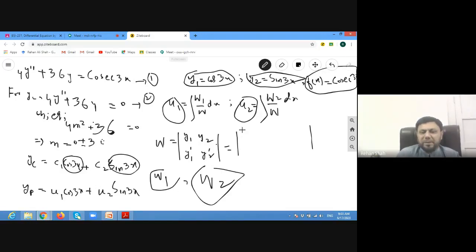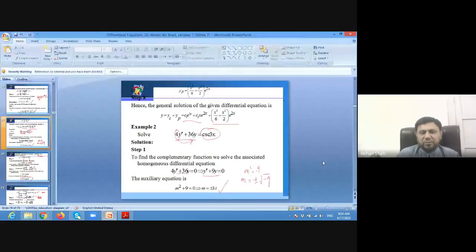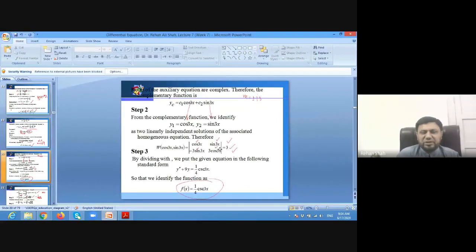What is y1? This is cos 3x. What is y2? This is sin 3x. Then take the derivative here and here, and open this determinant. I think you will get 3. Similarly, find w1 and w2. This is your w, which is 3. This is y1, this is y2, this is y1 dash, this is y2 dash.